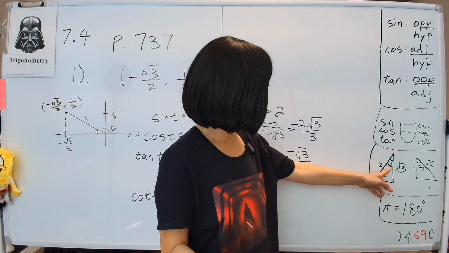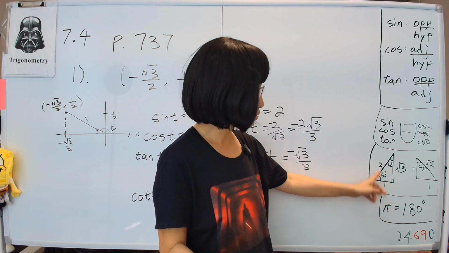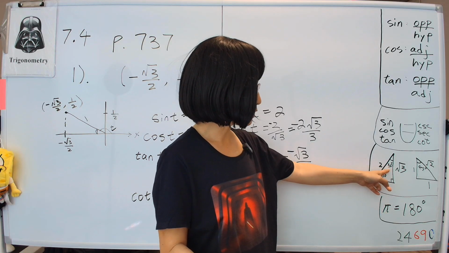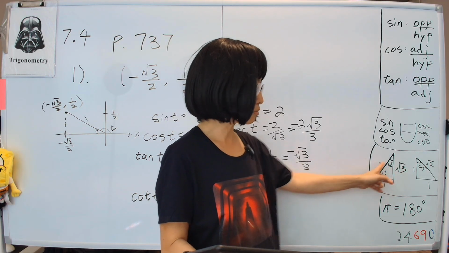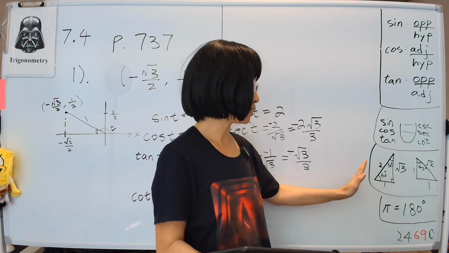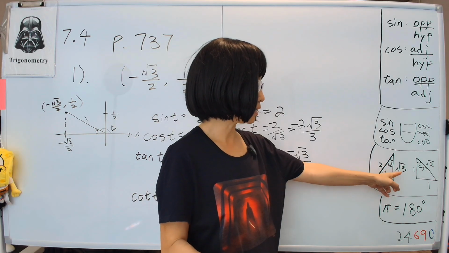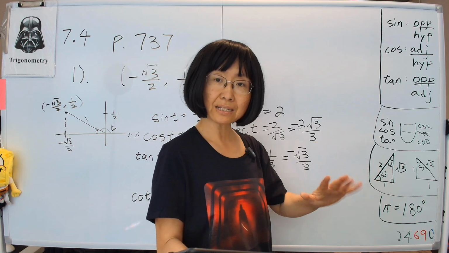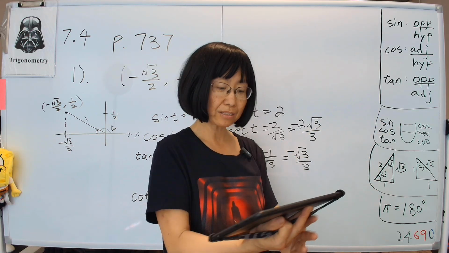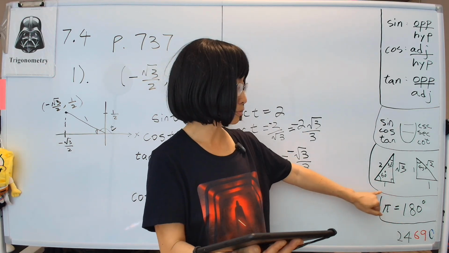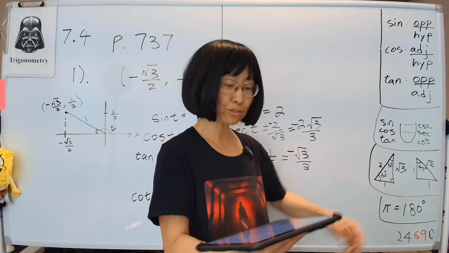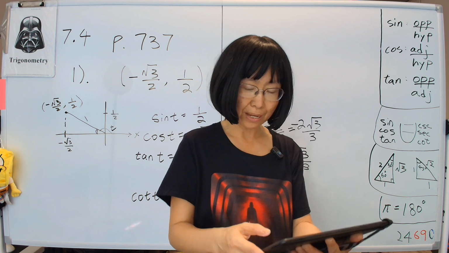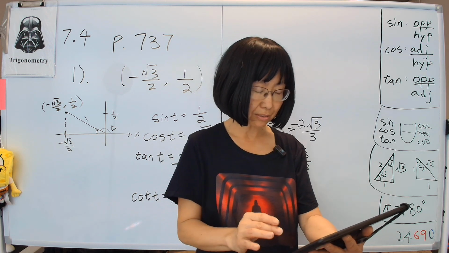Sine of pi over 6, which is 30 degrees, is 1 over 2, opposite over hypotenuse. Cosine for the same angle will be square root of 3 over 2, adjacent over hypotenuse. Tangent will be 1 over square root of 3. And then the cotangent, cosecant, and the secant will be flipping those 3 things over. So please do example 2 yourself with reference to this triangle here. And then we'll move on to the next page, page 739.